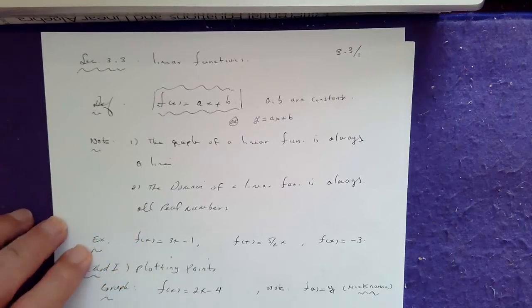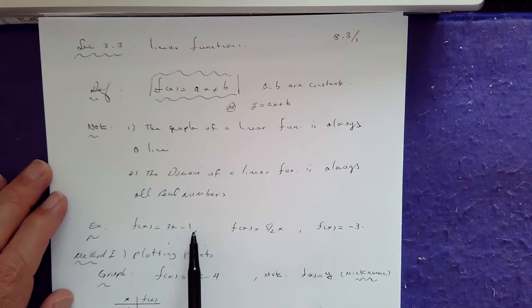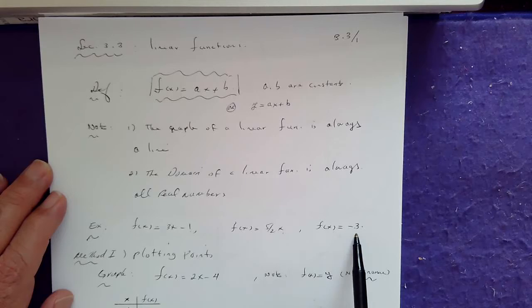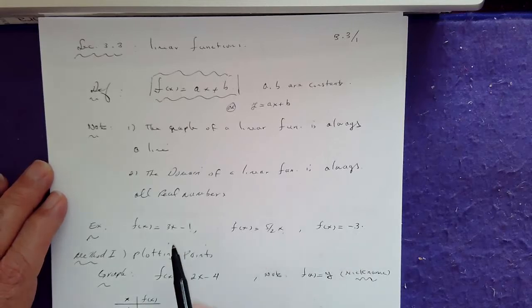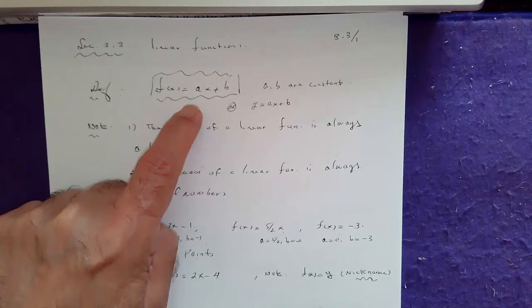For instance, these are all examples of linear functions. f of x equals 3x minus 1. f of x equals 5/2 x. f of x equals negative 3. Notice the function can be constant as well. So in this case, let's say your a is 3, your b is negative 1. Here your a is 5/2. There is no b. Here a is 0, but b is negative 3, comparing to the general form of a linear equation.